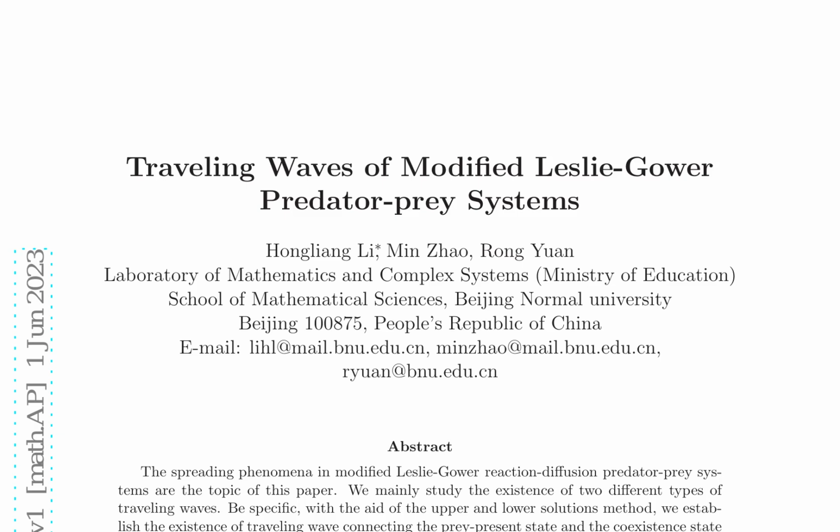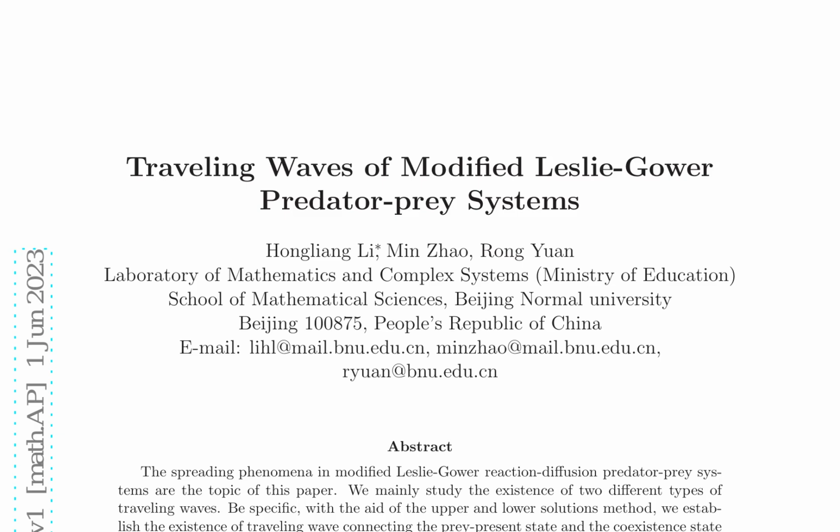The Leslie-Gower system, a set of partial differential equations, models the dynamics of two interacting species. This system involves parameters f, p, and h, which are assumed to be C1 functions satisfying specific conditions. These conditions ensure that the system exhibits certain properties, such as the existence of a unique positive equilibrium. The paper focuses on the spreading phenomena of the system, particularly the spreading speeds of one species.